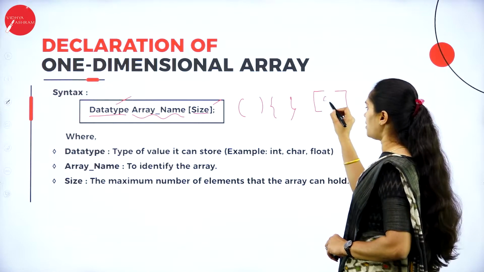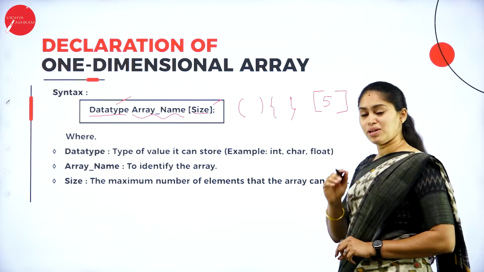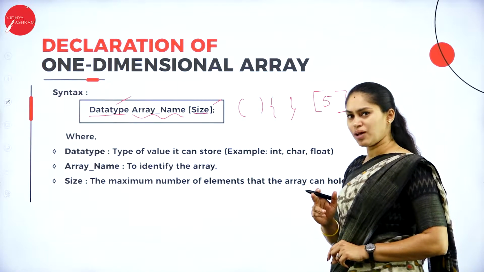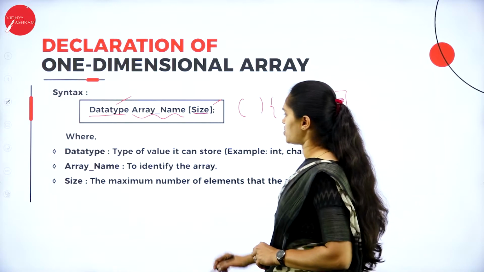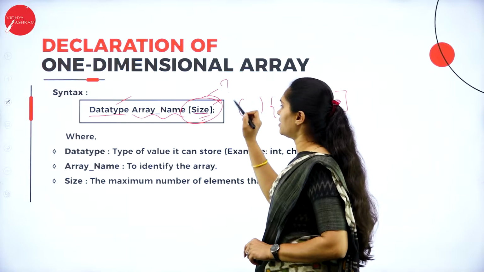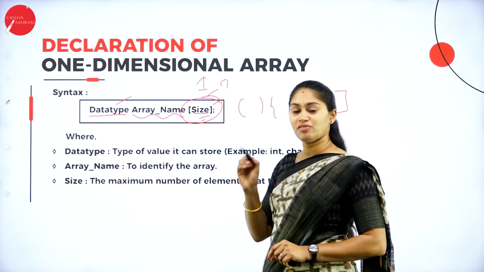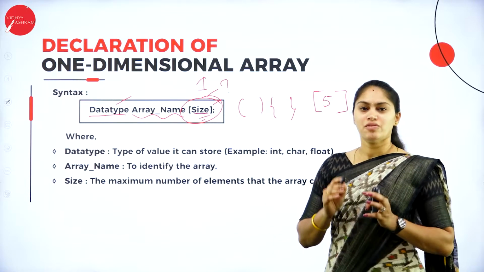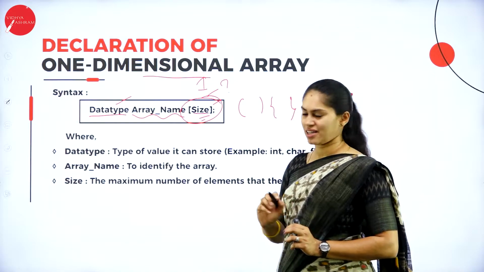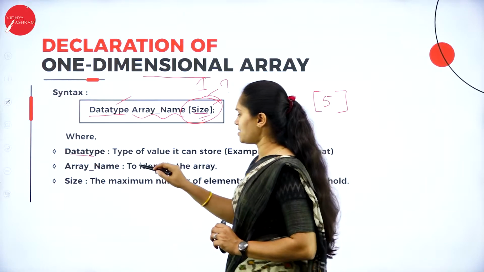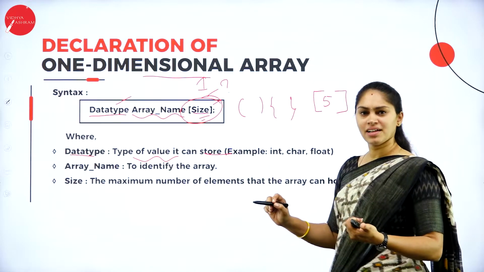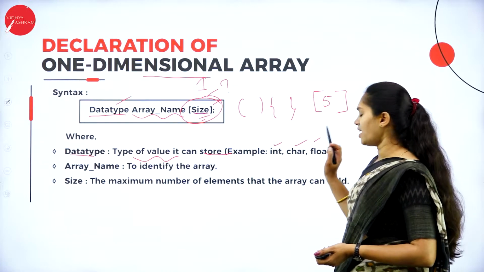Within that, if I am writing 5, then it will be able to store only 5 elements and the index is going to start from 0. Very important question. So you can see how many subscripts I have here? Only 1. If I have only 1 subscript for an array, then we are going to call that a one-dimensional array, right? So what does the data type represent? The type of value it is going to store, and the data type can be integer, char, float.